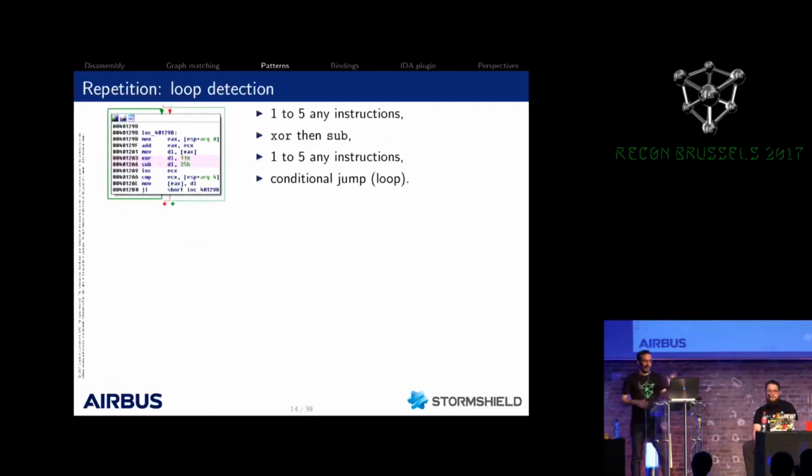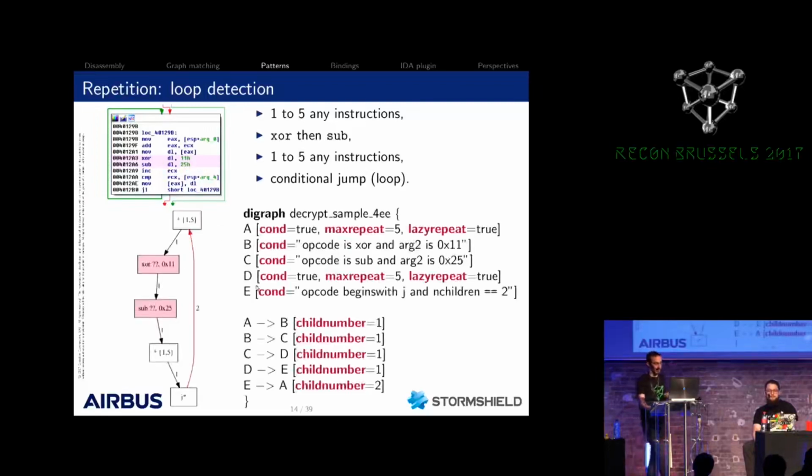So back to our backspace sample, we had a decryption loop. We're interested especially in the XOR and the sub instructions, but we can say, okay, I want a loop that looks a bit like that. So I will want to match 1 to 5 any instructions. We have 3 here, but maybe there are fewer, maybe there are more. Then we have the XOR, then we have the sub, then we have again 1 to 5 instructions. Then we have a conditional jump that loops back to the beginning of the loop. So the pattern will look like that.